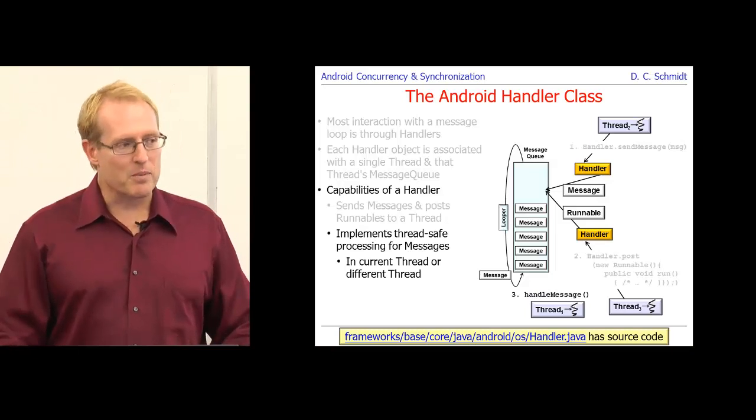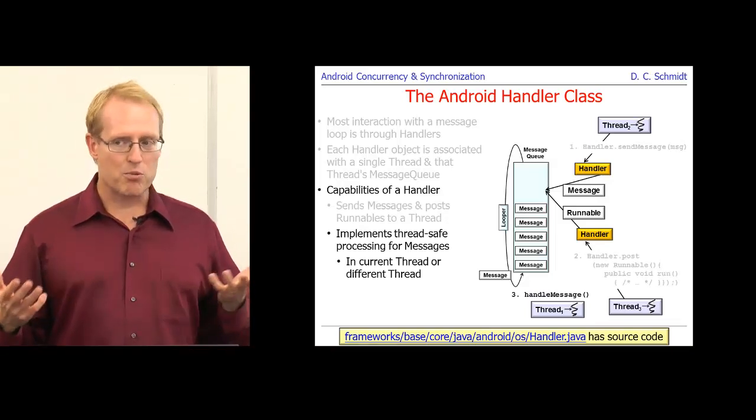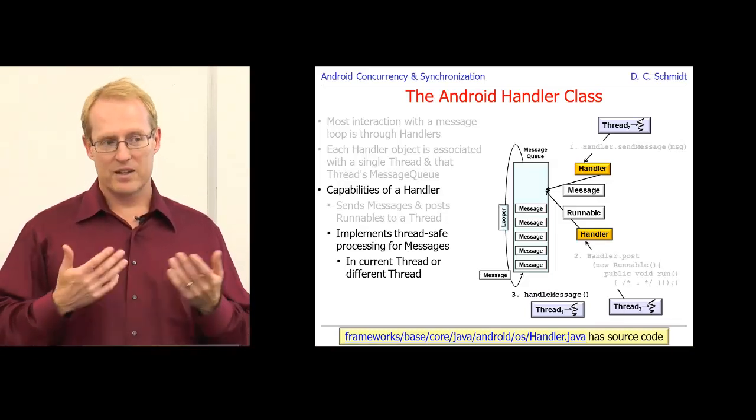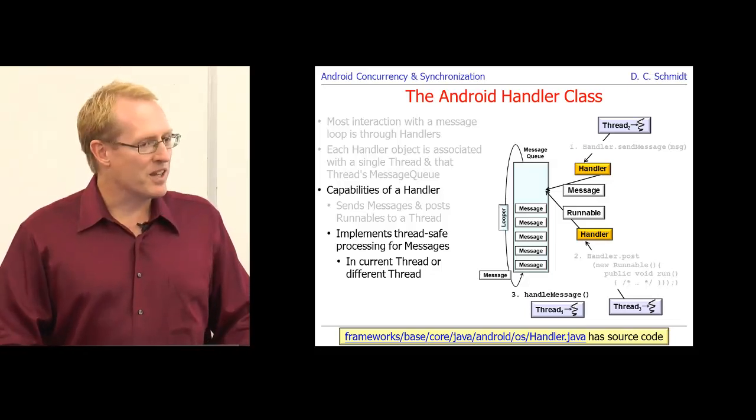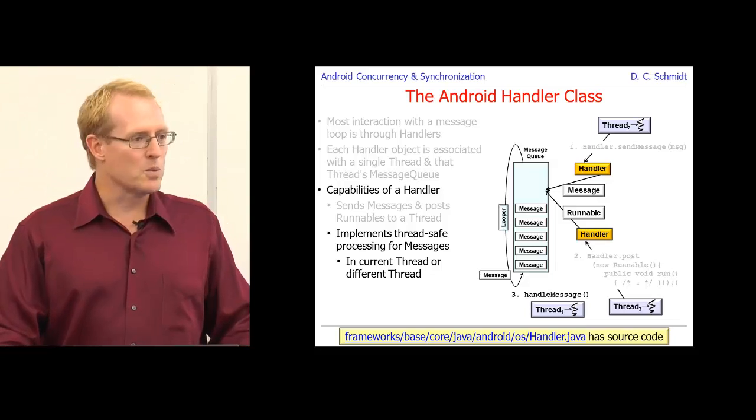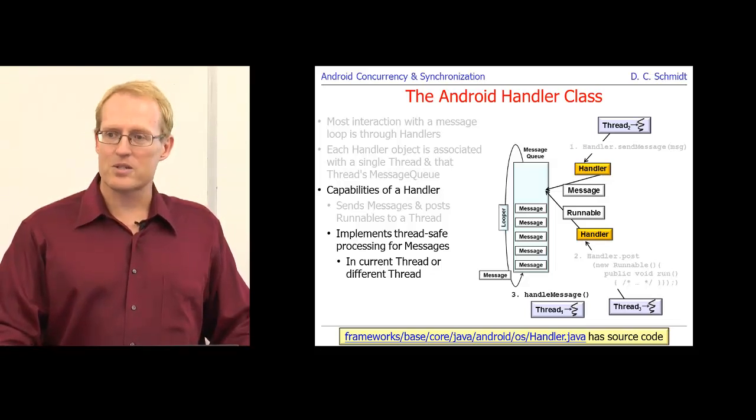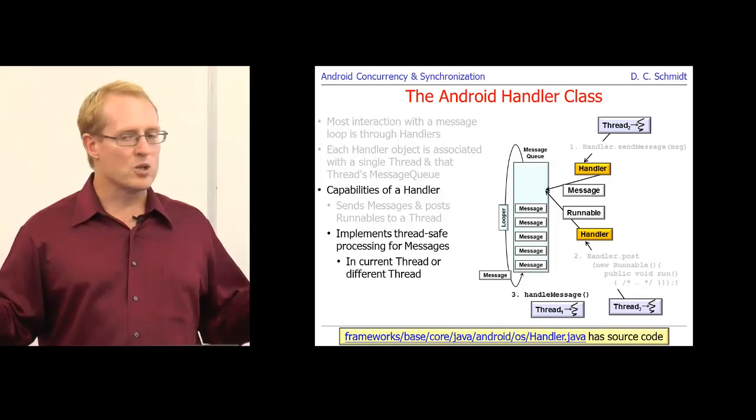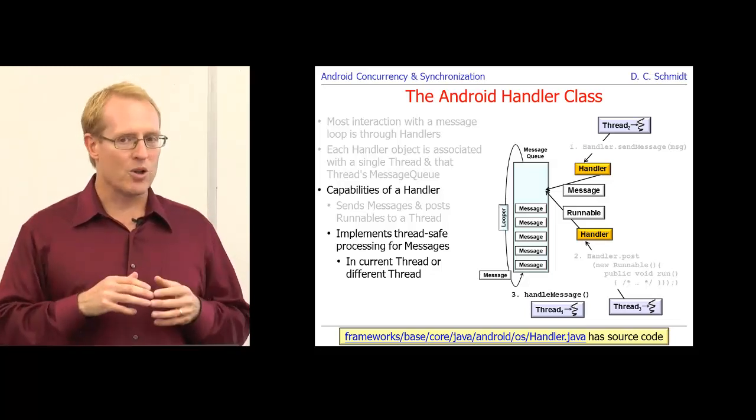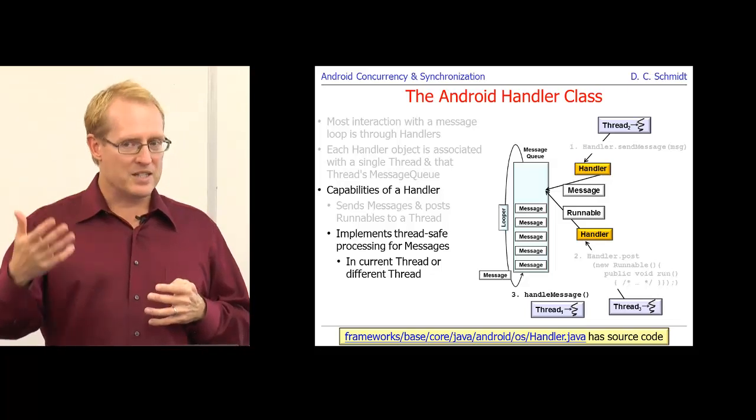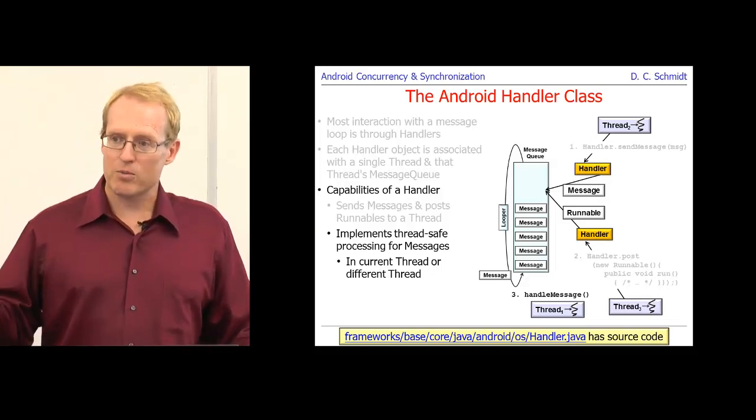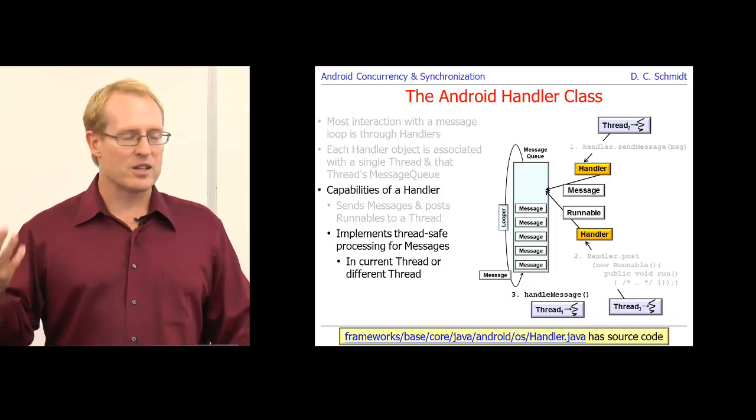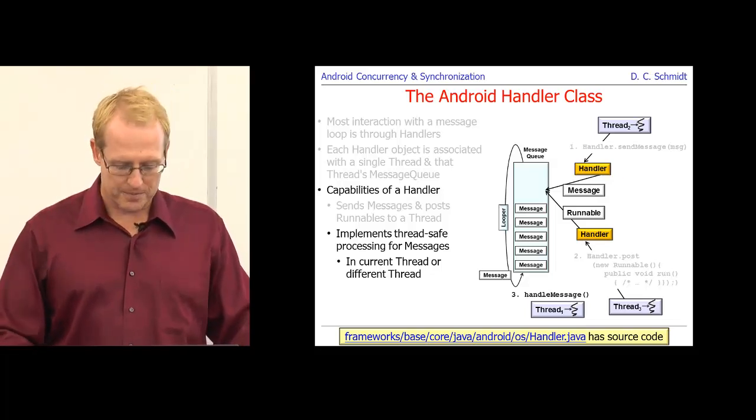The handler also implements thread-safe, synchronized processing of these messages, either in one thread or a different thread. The key thing to remember is you can write applications in Android that use the looper and use the handlers and use the sending and posting and so on, but only have one thread of control. There's no need to have multiple threads. You can have one thread of control, and if there's something that needs to be done asynchronously in the future, you can put it onto the message queue of the main thread's looper, the UI thread, and it'll just get processed when its turn comes to run.